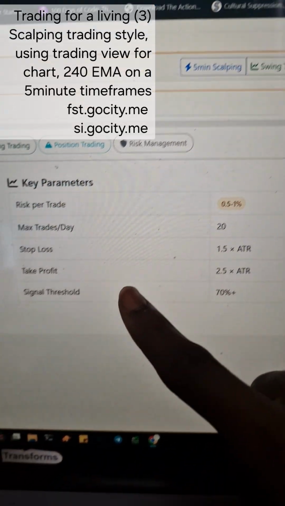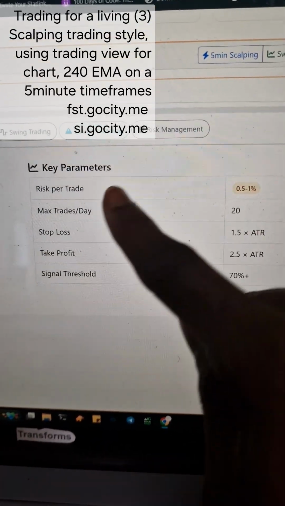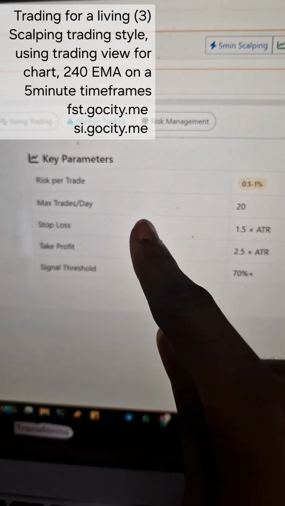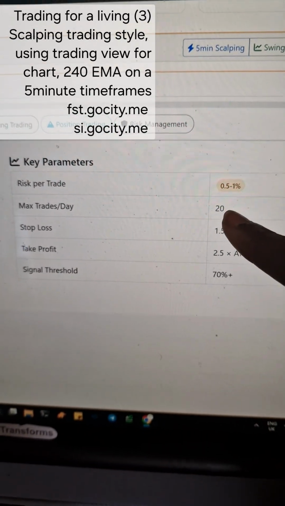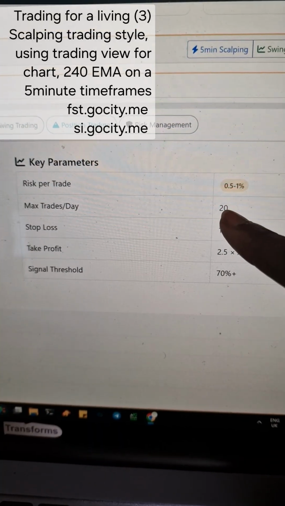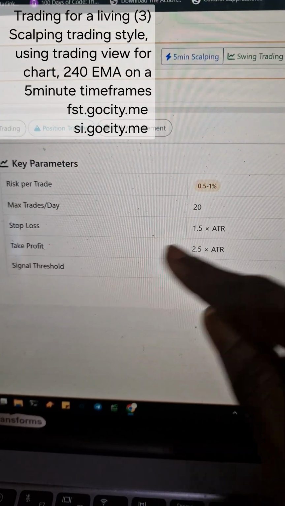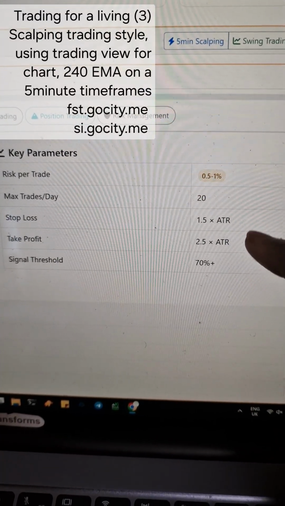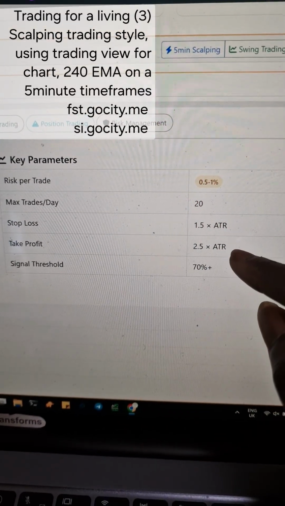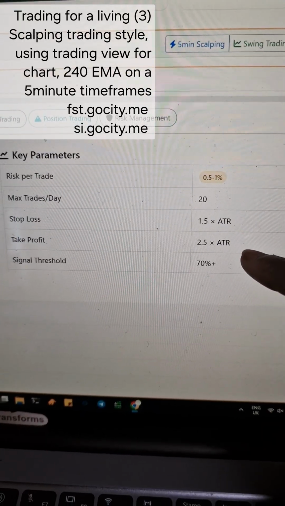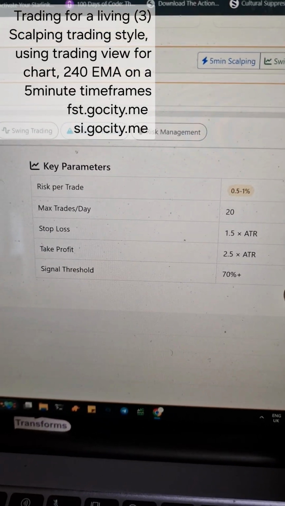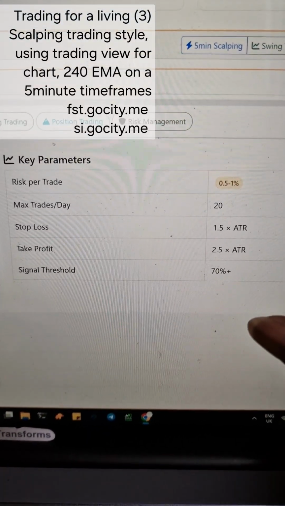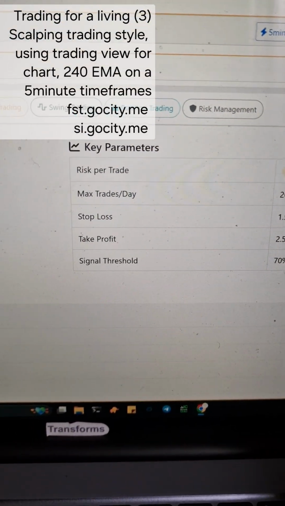Here we have still that explanation, and it says max trading per day. If you are scalping, 20 is okay in order not to overtrade. And stop loss advice is to use the ATR, and take profit is also to use the ATR. This is based on the popular and well recommended and most popular used cases.